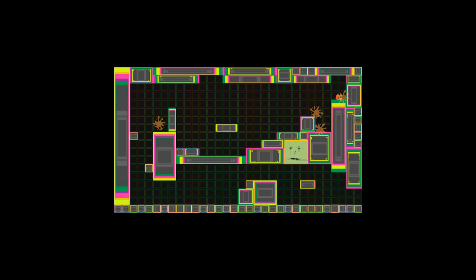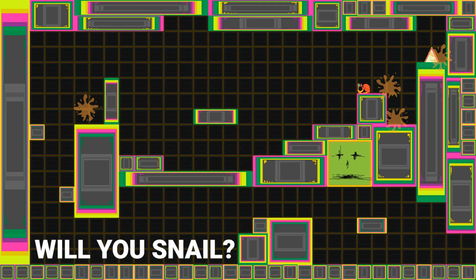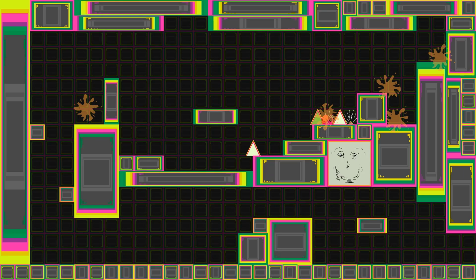Now let's take a step back, okay? Because I designed this to look crappy. This is a game I'm working on at the moment, Will You Snail. It's a rage game, and I wanted to have a pretty crappy look, but not exactly this kind of crappy, okay? So here's problem number one.